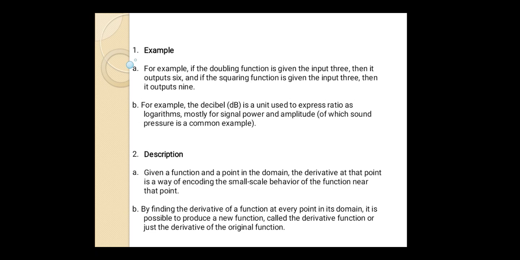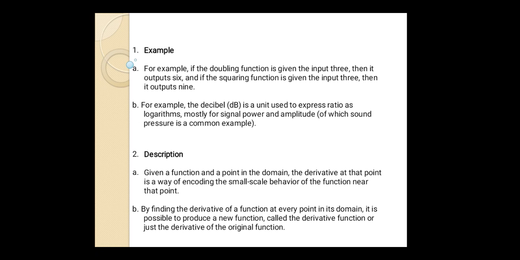There is a kind of transition signals. Number one is example. Example gives another piece of information or an example of the sentence. You can read this example. For example, if the doubling function is given the input 3, then it outputs 6, and if the squaring function is given the input 3, then it outputs 9.